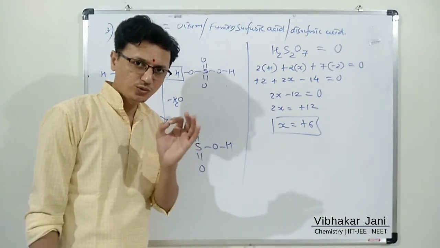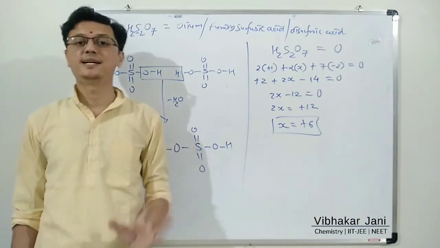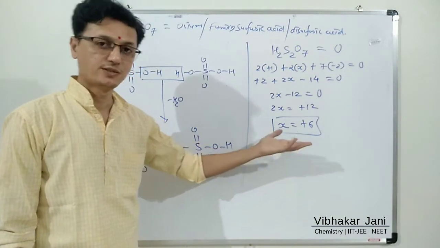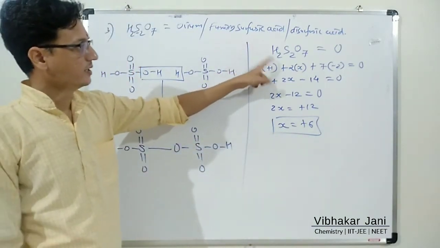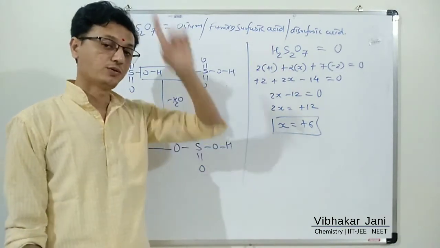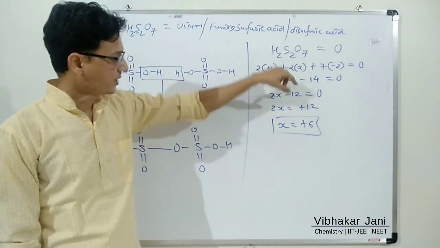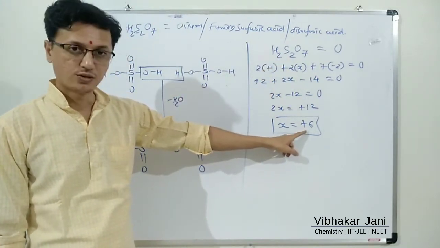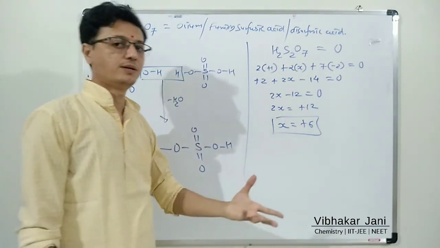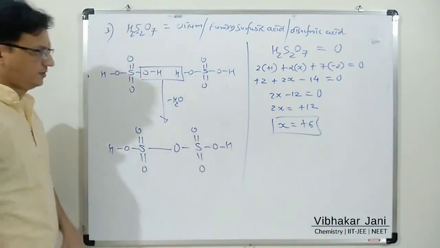And as I told you 2 or 3 minutes ago, if the word sulfuric acid is there, then definitely the oxidation state of sulfur will be +6. So here also in oleum, the oxidation state of both sulfurs is +6. Peroxymonosulfuric acid, oxidation state of sulfur is +6. Disulfuric acid or oleum, oxidation state of sulfur is +6. We will see one more example in which the word sulfuric acid will be there. So just pause the video and write this down.